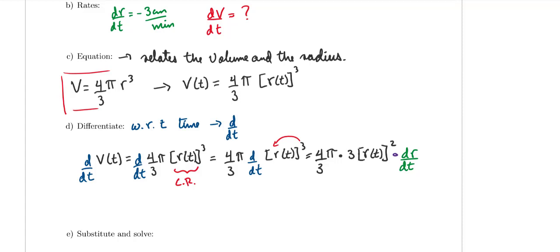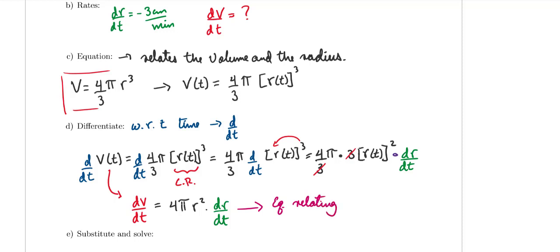then what we have here is dV/dt is equal to, well, it looks like the 3's cancel, and we have 4 pi r squared times dr/dt. Okay, so notice what you found here is an equation relating the two rates, the dV/dt and the dr/dt.